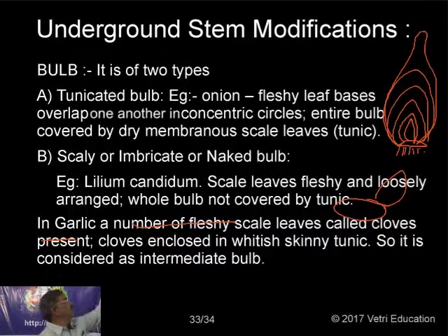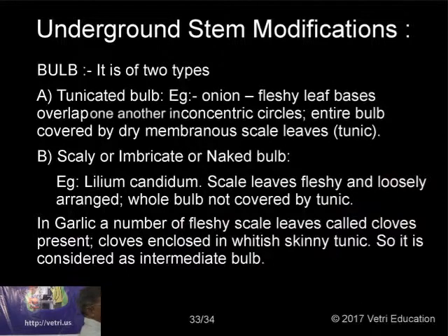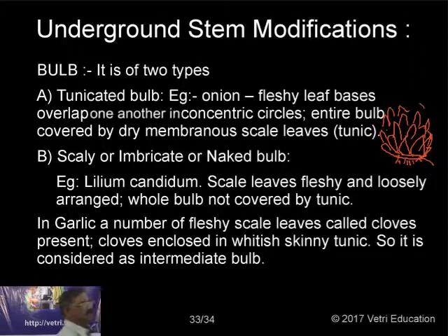The next one is the scaly or imbricate or naked bulb. Look here, as I told you, this is the disc-shaped stem, and from this each scale leaf is modified into a single one, and separate. The scale leaves are separate and have no cover. Since there is no cover, it is called a naked bulb. In the first, the tunicated, there is a covering. Here there is no covering.